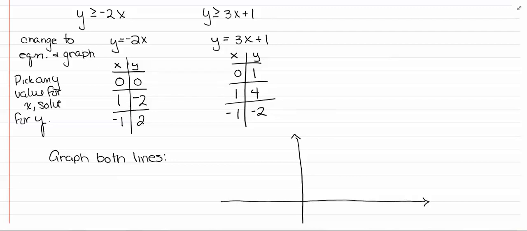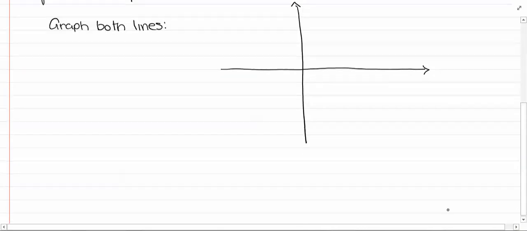So if I plug in a 0 for x, I get y equals 0. If I plug in 1, I get negative 2 times 1 is negative 2. Plug in the negative 1, I get positive 2. Do the same for the other equation, and it doesn't matter what you plug in for x, you just have to evaluate and get out for y. Once you've got your points, then you're going to go ahead and graph them.